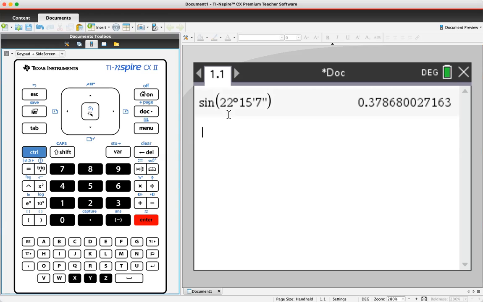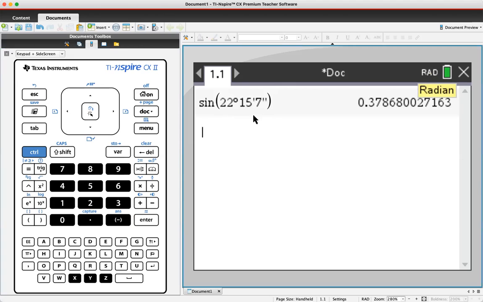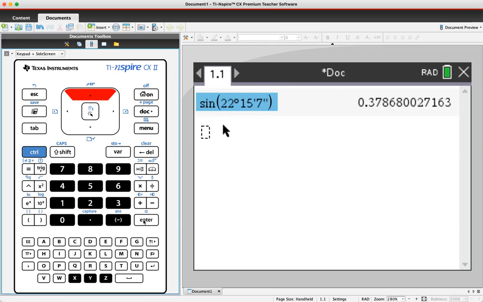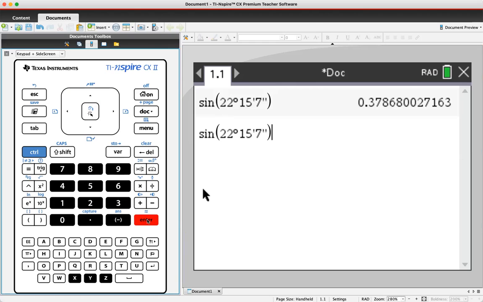When we're computing the sine of an angle, I don't need to worry that my calculator is in degree mode as opposed to radian mode, because I can force the angle to be in degrees using this template. So even if my calculator was in radian mode right now, I can do the same calculation and I will get 0.379 by virtue of using this template.